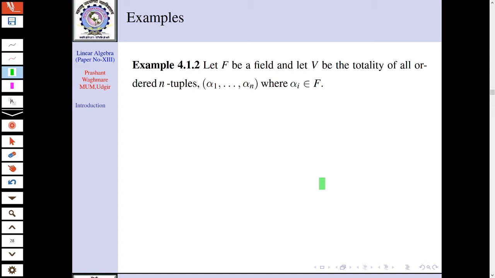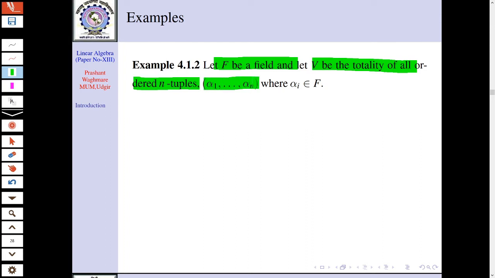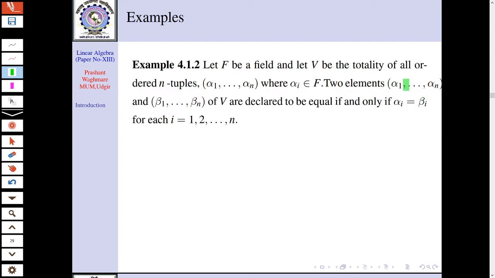Now let's see one general example of a vector space. That general example is this one. Let F be a field and V be the set of all ordered n-tuples of the form (alpha 1, dot dot dot, alpha n), where all alpha i's are in F. Then two elements of this kind are said to be equal.